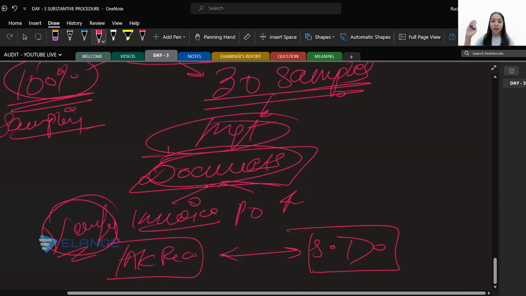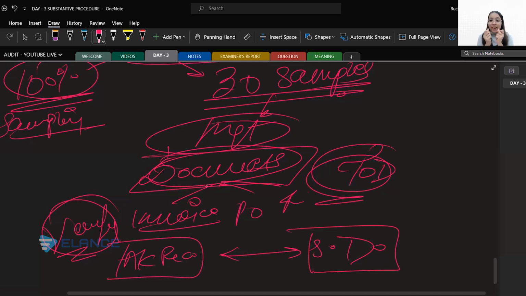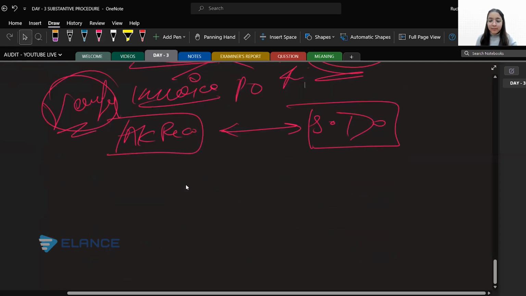Understood? So this is nothing but test of details, where I'm checking the details, the minute details, the documents. I am doing everything in detail. I am not just saying, okay, I looked at the totals. No, I am going into that path. I am selecting samples, checking documents. I am putting in a lot of effort to see that this amount is correct, right? Understood? This is the test of details.